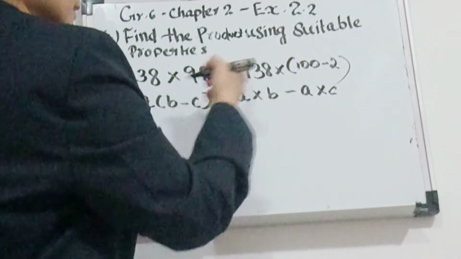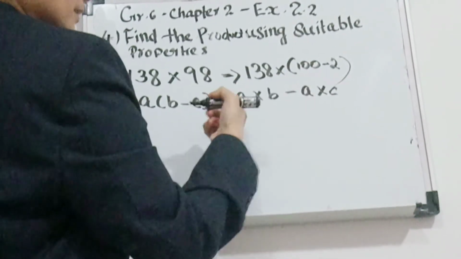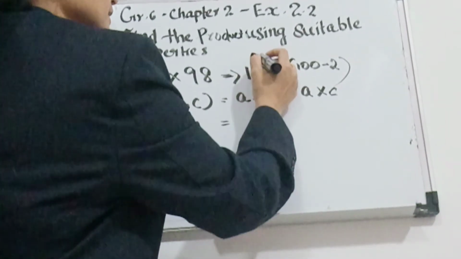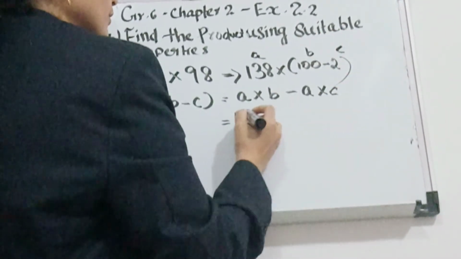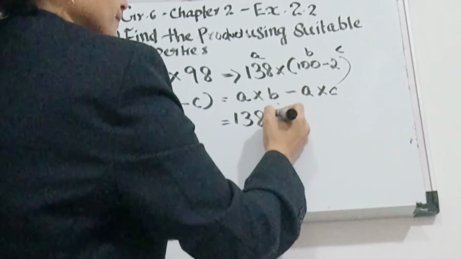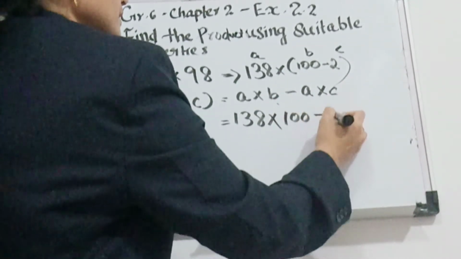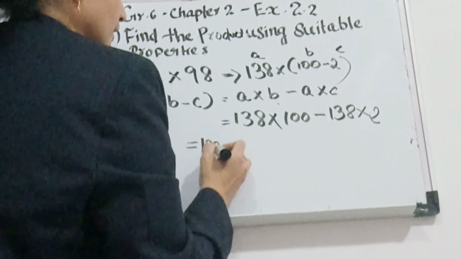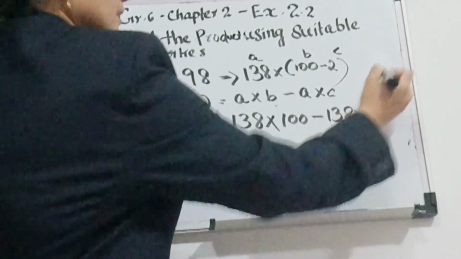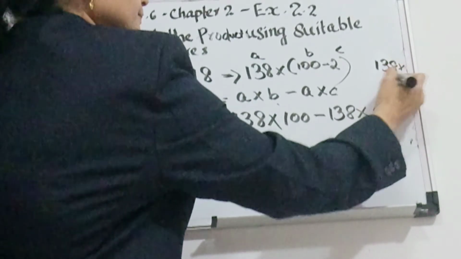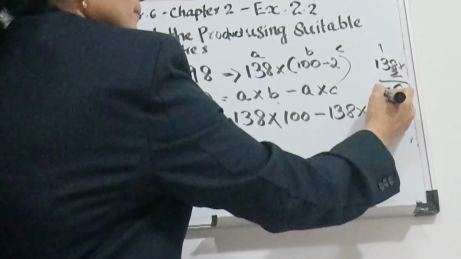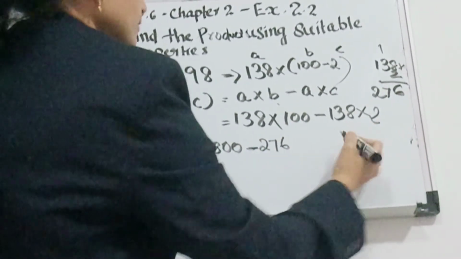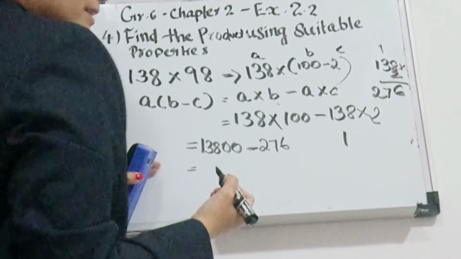So here which side is given? The left side is given. So you use the right side. Here A is this, B is this, C is this. So 138 into 100 minus 138 into 2. This is equal to 13800 minus 138 into 2, which is 276. So you subtract 276 from 13,800.